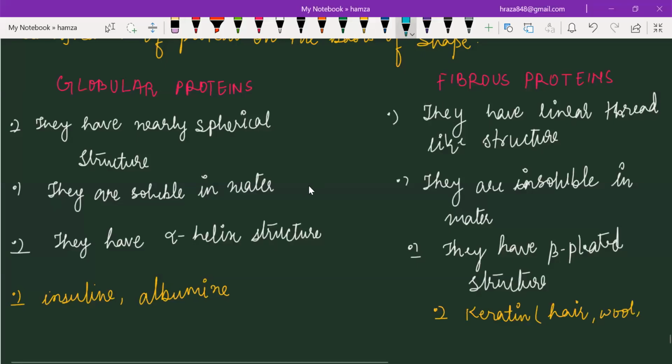So I was talking about examples of globular protein, in which insulin and albumin are globular proteins. Keratin is fibrous protein which is present in hair, wool, silk, etc. And another example of this is myosin, which is present in our muscle. So these are examples of fibrous protein and globular protein. Is right.